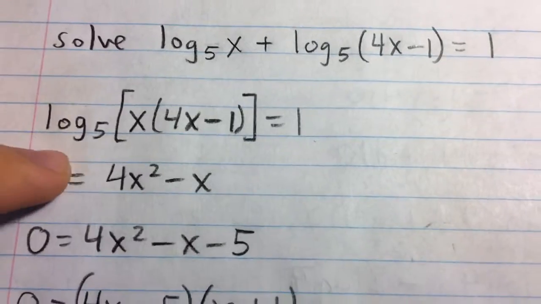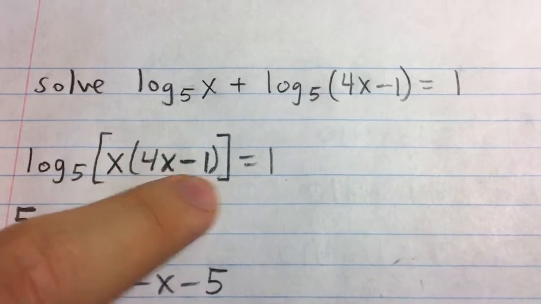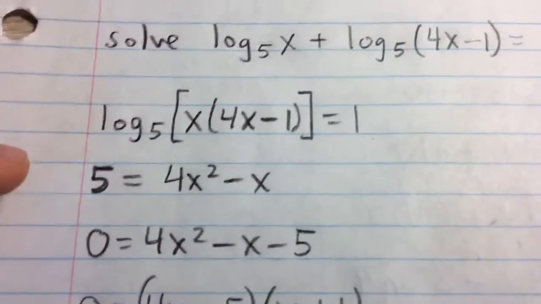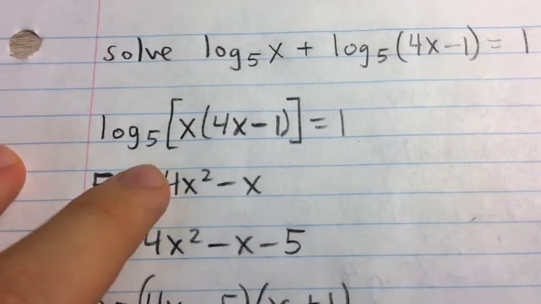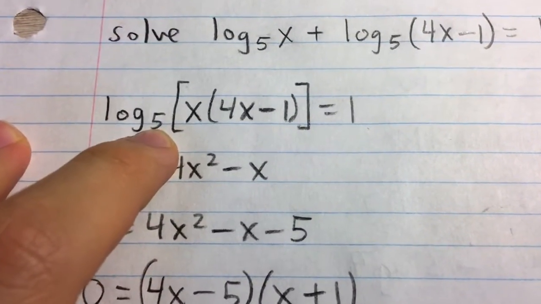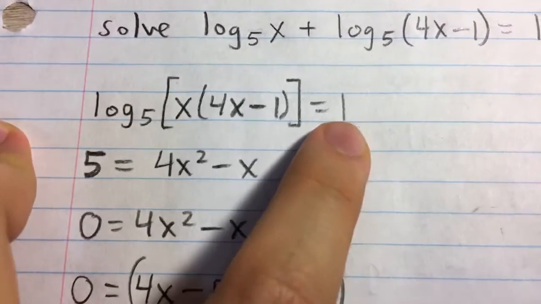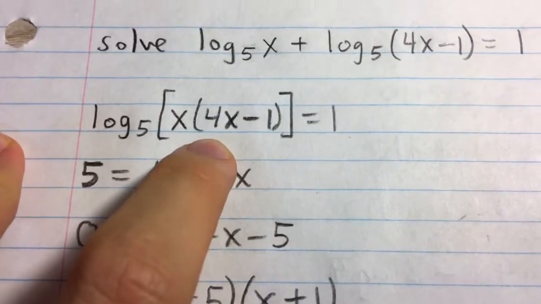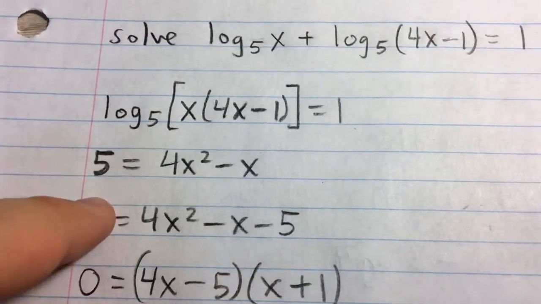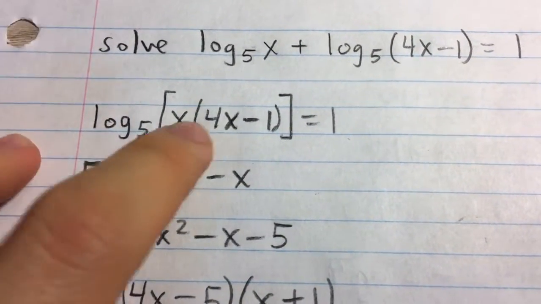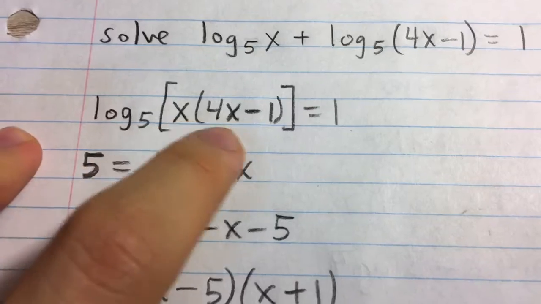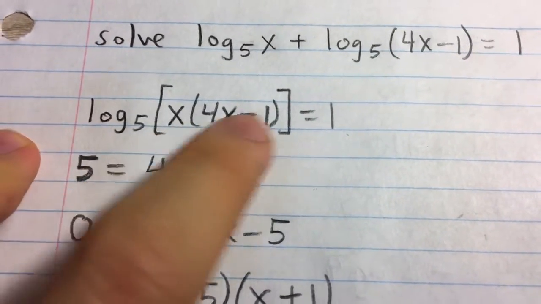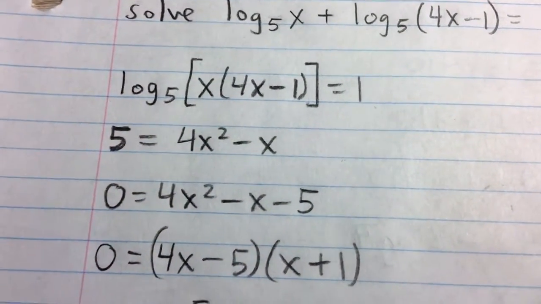And so we end up with log base 5 of x times 4x minus 1 is equal to 1. And now we have this form where we can convert it to exponential form, because we take the base of the logarithm, raise it to the power of the number on the other side, and that's equal to the part inside. And so we get 5 to the first power, which is just 5, is equal to, and I multiplied this out, x times 4x is 4x squared, and x times negative 1 is minus x.